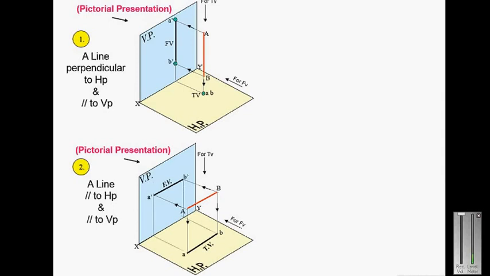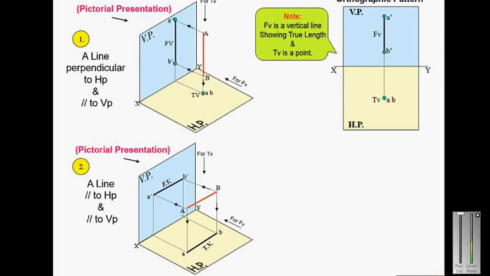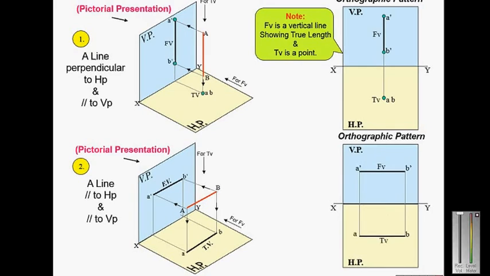Now I will show you the orthographic projections of the first case. In the first case, the front view will be a straight line showing the true length, and the top view will be a point. Front view is a vertical line showing the true length, and top view is a point. In the second case, the front view and top view will be the true length.